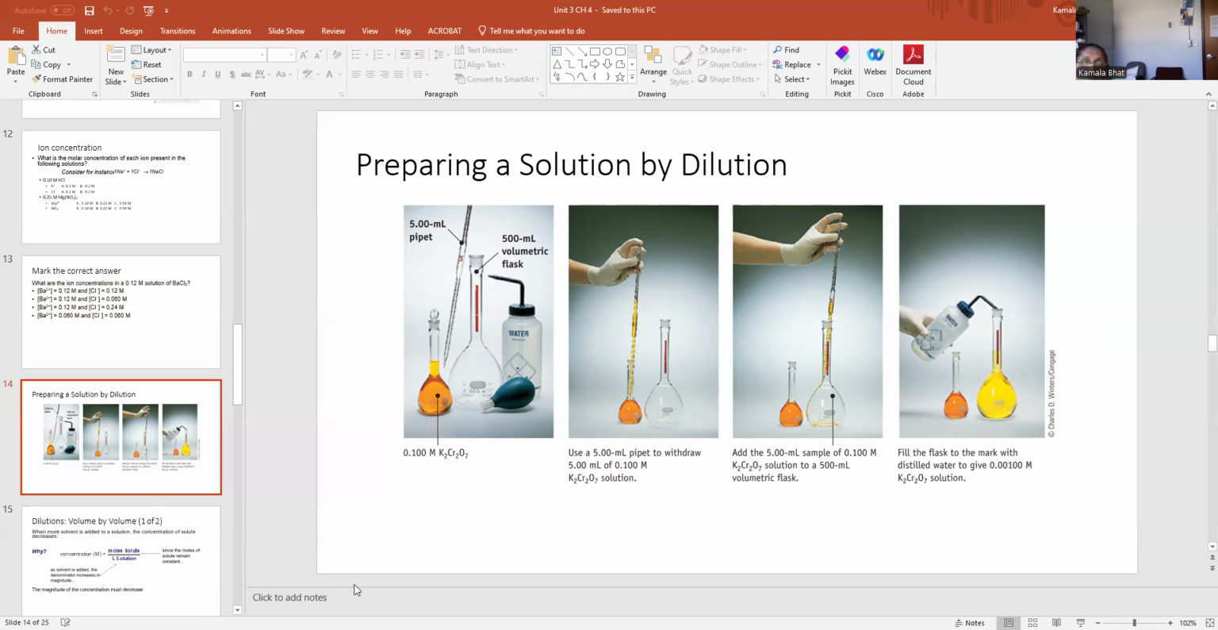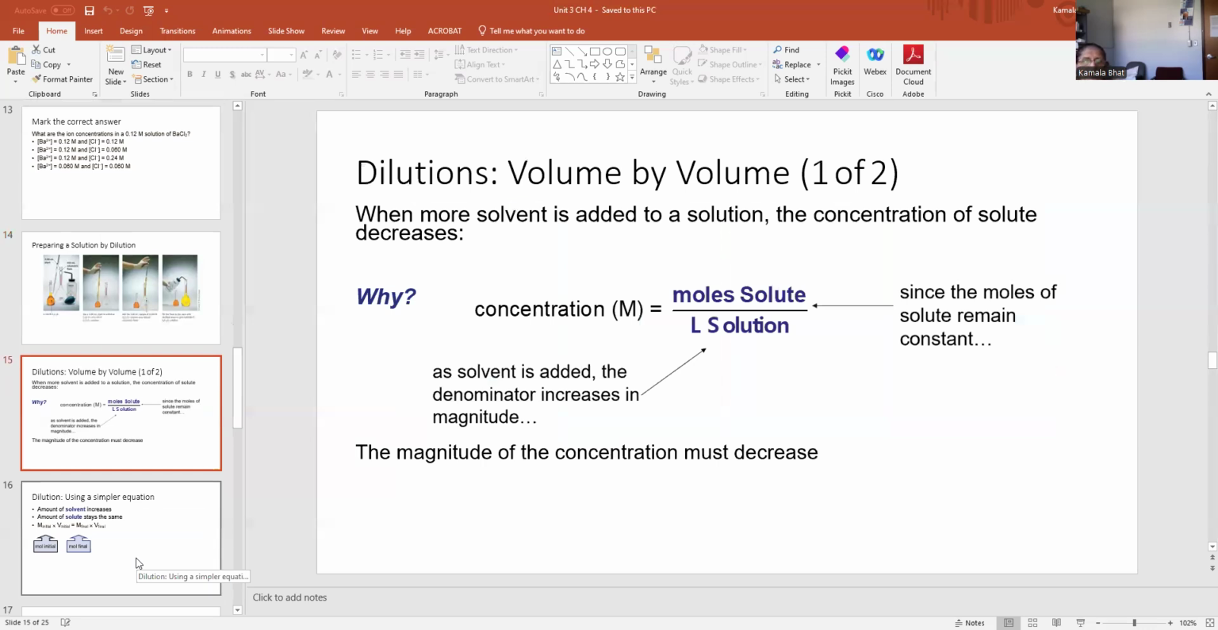So you transfer from a very highly concentrated solution using a pipette, then transfer it into the larger graduated volumetric flask, and then go on adding. And you can clearly see that in the larger flask, the color of the solution is much lighter than that of the original solution. So when we do dilutions by volume, the answer is the same. And it is a very, very simple concept.